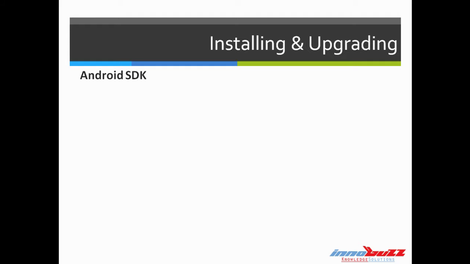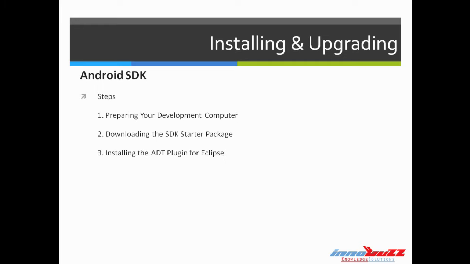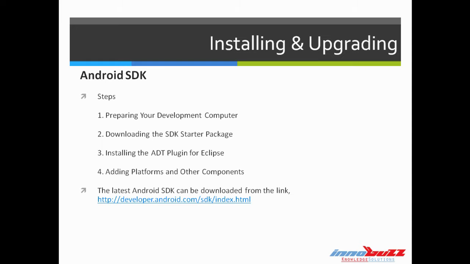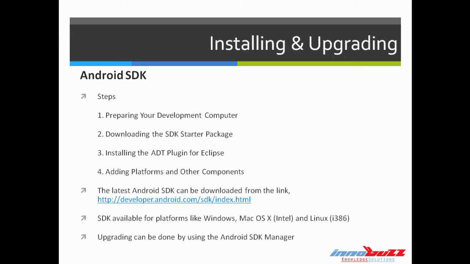Installing and upgrading the Android SDK. The various steps involved in installing and upgrading Android SDK are: preparing your development computer, downloading the SDK starter package, installing the ADT plugin for Eclipse, adding platforms and other components. The latest Android SDK can be downloaded from the link http://developer.android.com/sdk/index.html. The SDK is available for platforms like Windows, Intel powered Mac OS X and Linux machines. The upgrading can be done by using the Android SDK Manager.